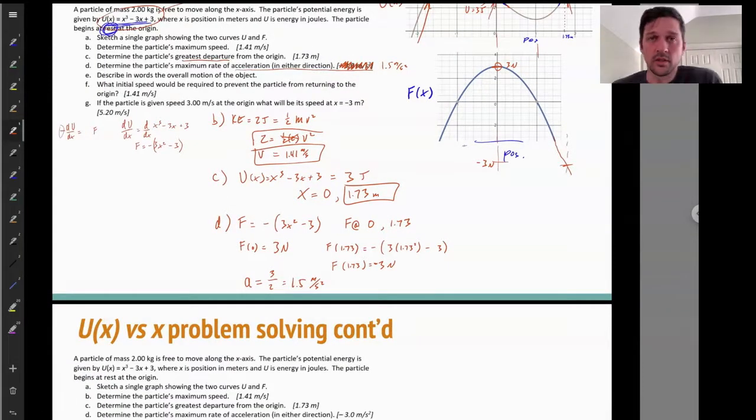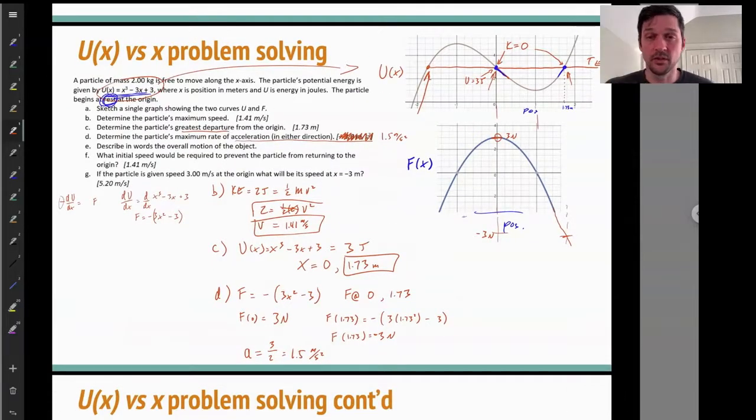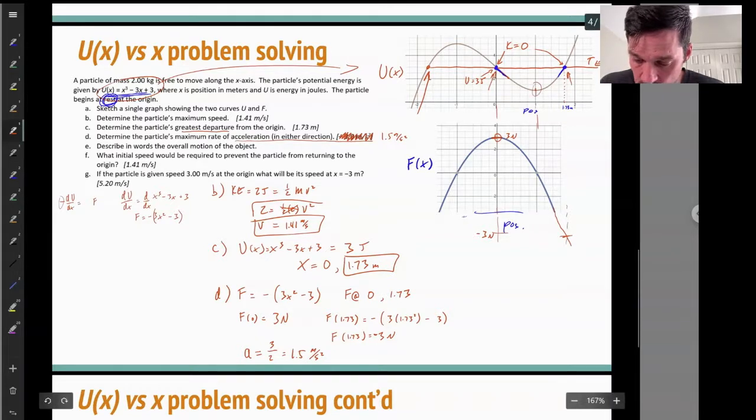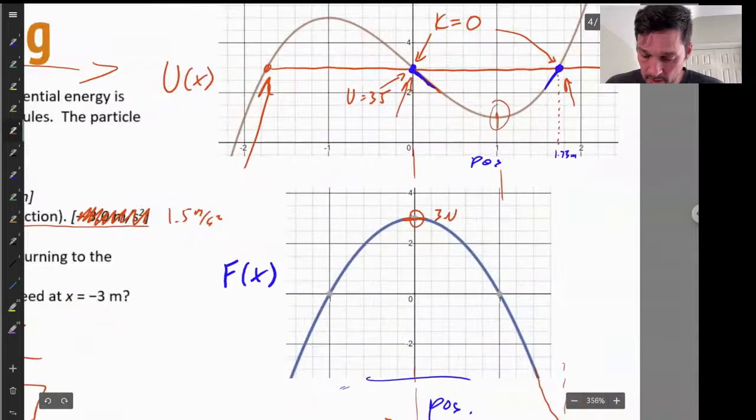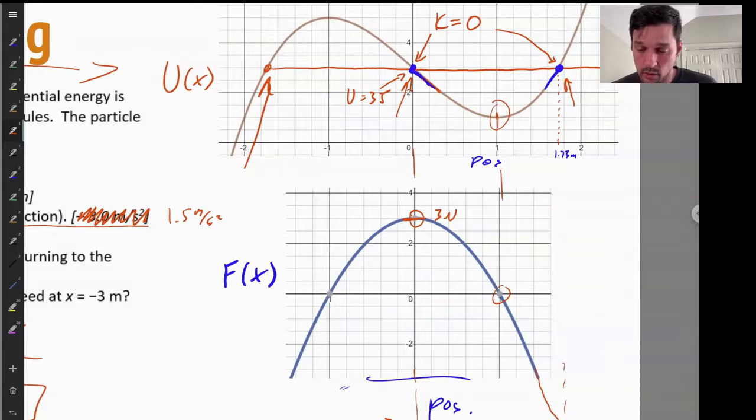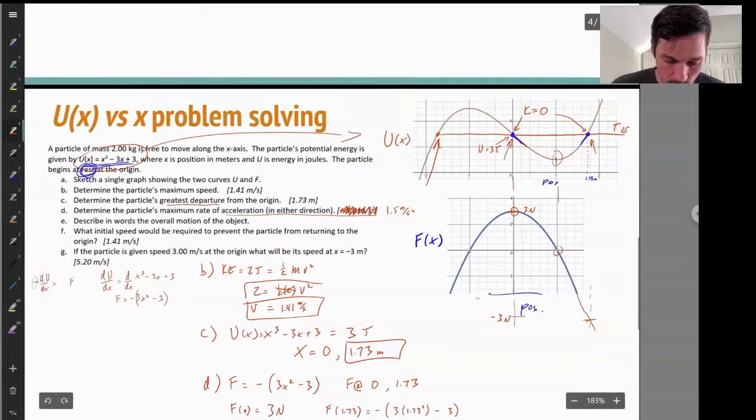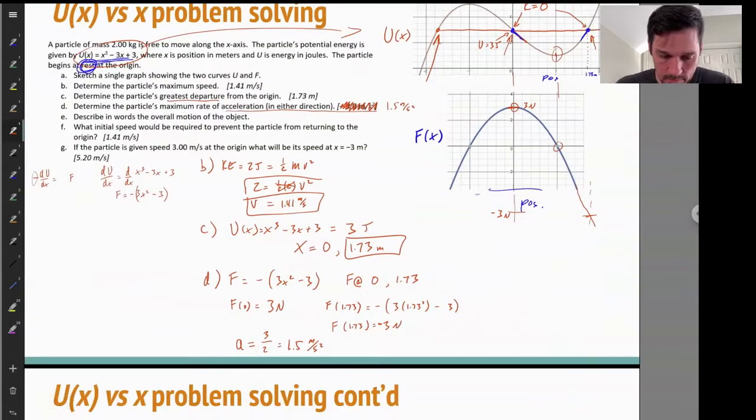Describe the overall motion of the object. I think we've kind of covered that, but it's going to start from rest at position 0. It's going to experience a force to the right in the positive direction. It's going to accelerate until it reaches a position of 1. That's where the kinetic energy is a maximum. That's also where the force becomes 0. So at that point, it's going to experience a deceleration. It's going to slow down and stop at a position of 1.73 meters and then come back the other way. Oh, we're really getting into it.